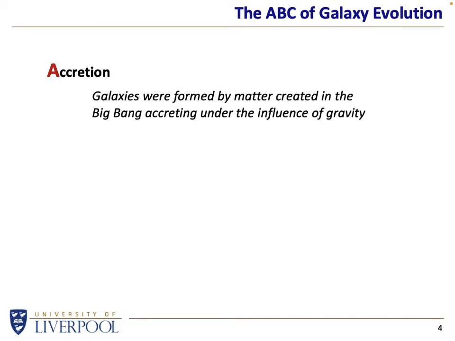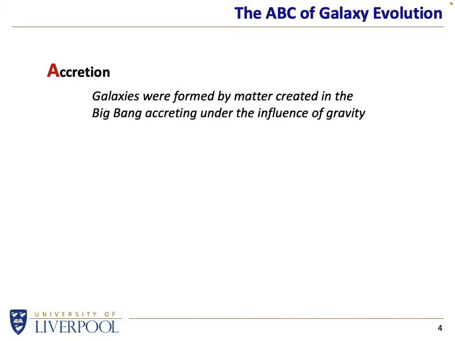That's what I call the ABC. And the ABC are as follows. A is for accretion. That's how galaxies form, by the accretion or the accumulation of matter that was made in the Big Bang and has been accumulating and accreting ever since, over the last 13.8 billion years or so.